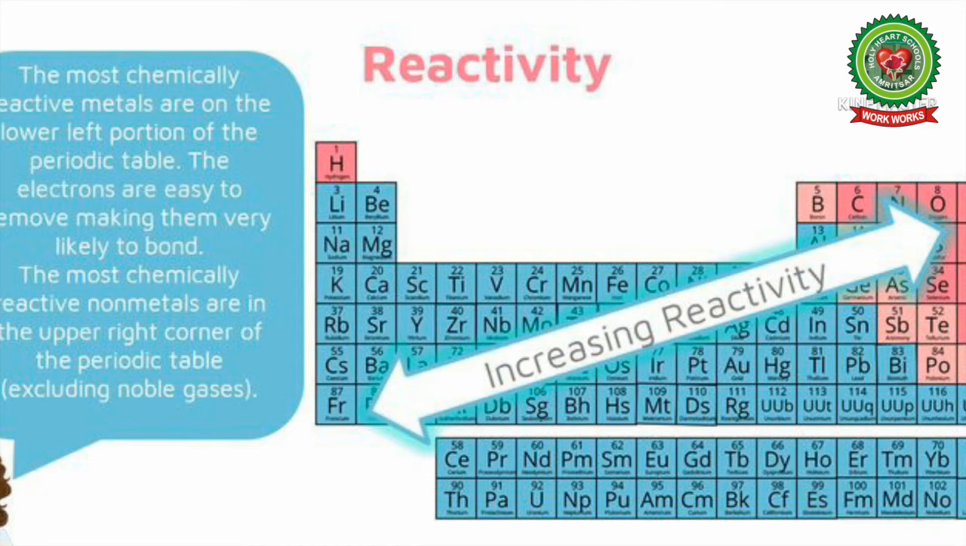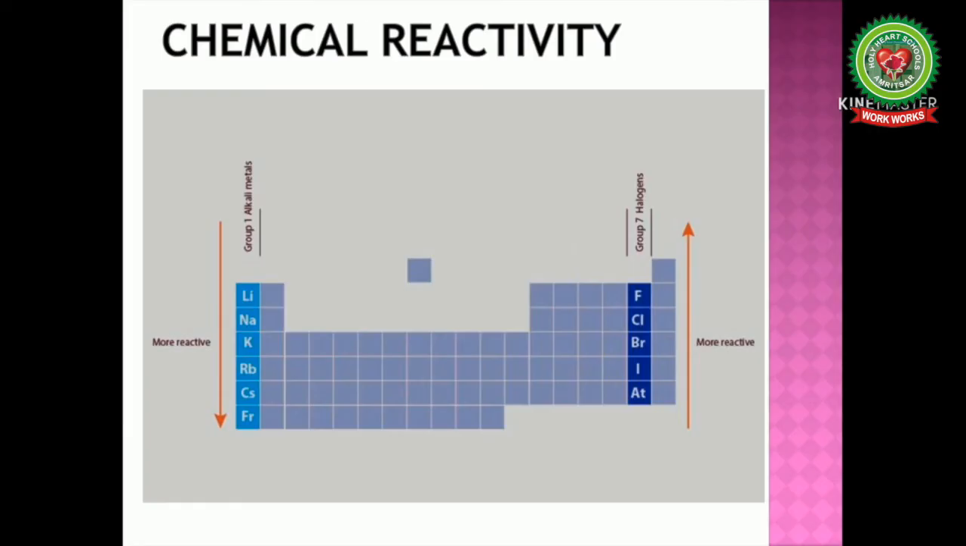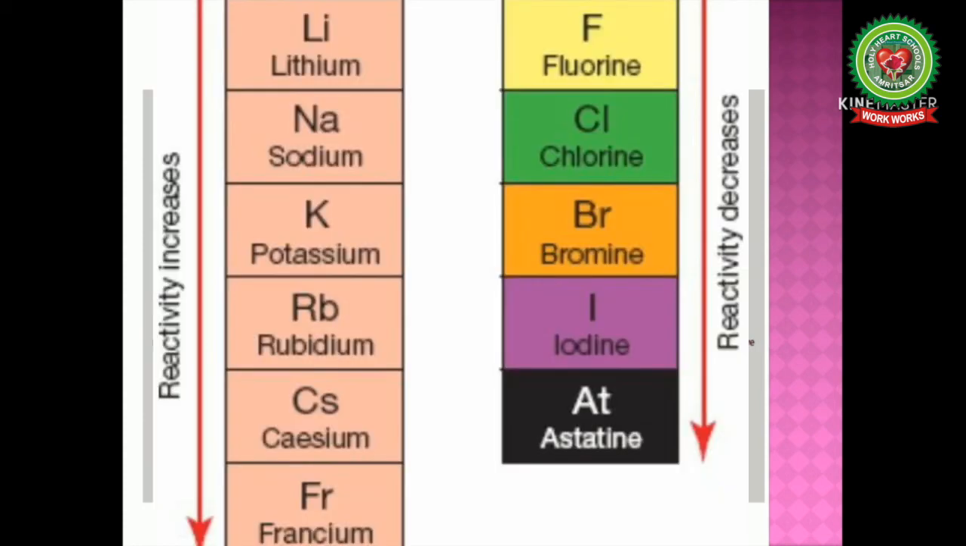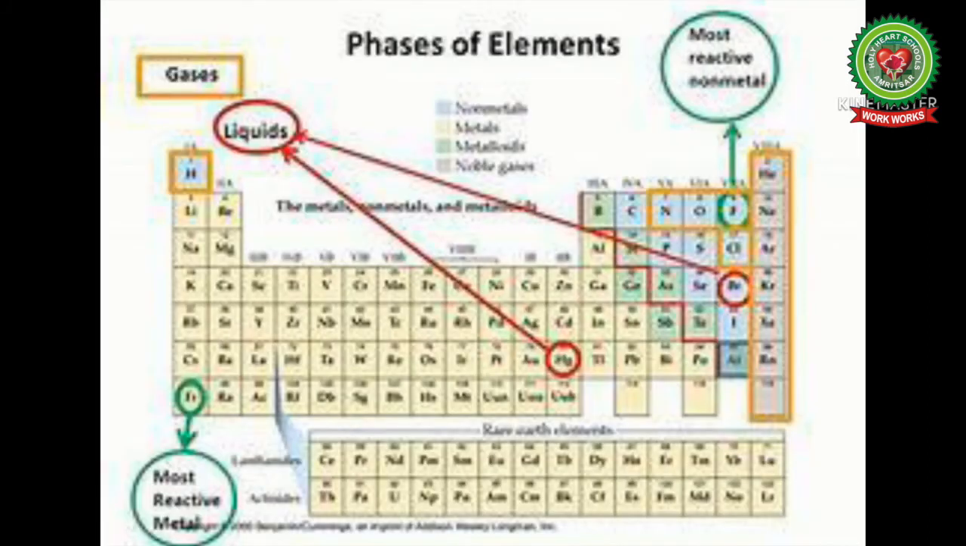Now, reactivity as we move down a group. As we move down a group, the tendency of losing electrons increases. So, chemical reactivity in the case of metals increases, but in the case of non-metals, it decreases. It means as we move from top to bottom in halogens, the chemical reactivity decreases, which means fluorine is more reactive as compared to chlorine or bromine. Hence, the most reactive non-metal is at the top of the 17th group, that is fluorine.